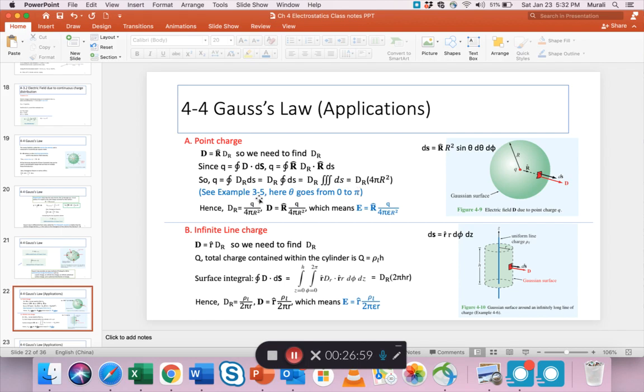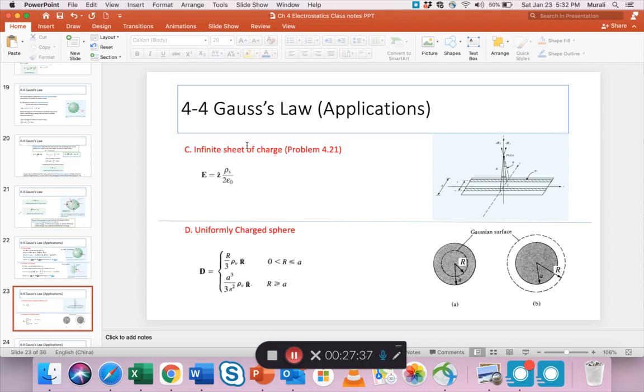Of course, I do want you to look at example 3.5 because there we did a sphere, and a lot of the theory here on how to do this triple integral comes from example 3.5. It's all in your textbook, so please go and take a look and that will help you. This is easy enough for a line charge. There's a double integral here, a surface integral, because this is a cylinder, not a spherical thing, and here you can see how to solve this.